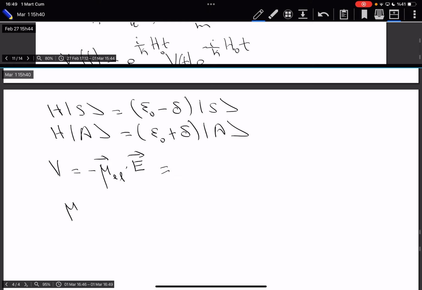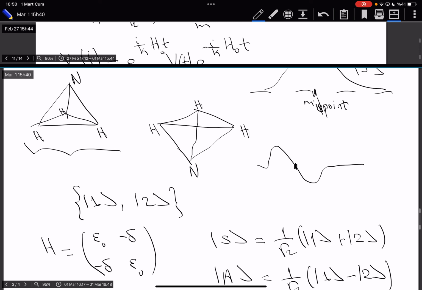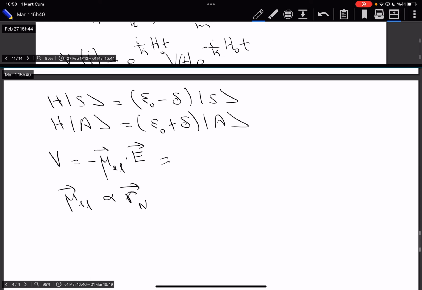You see, this electric dipole moment this time will basically be proportional to the position of the nitrogen. If you look at the hydrogens, although they are at the corners of a triangle, they are highly symmetric. It's an equilateral triangle. So the contribution to the electric dipole moment comes mainly from the nitrogen. That's why the electric dipole moment is proportional to the position of the nitrogen.